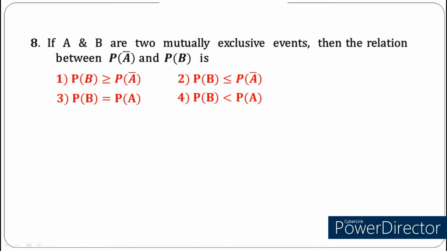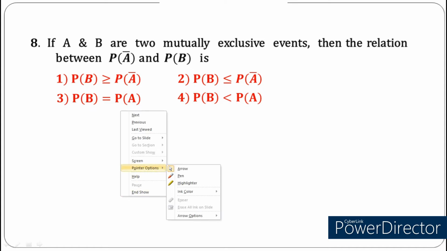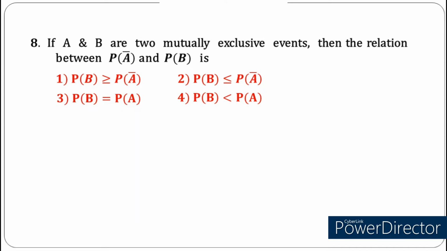If A and B are two mutually exclusive events, then what is the relationship between P of A bar and P of B? Here they have told us A and B are mutually exclusive events. Now let's consider P of A union B. The probability value is always less than or equal to 1. Probability of A union B is always less than or equal to 1, but we know probability of A union B is given by P of A plus P of B minus P of A intersection B.